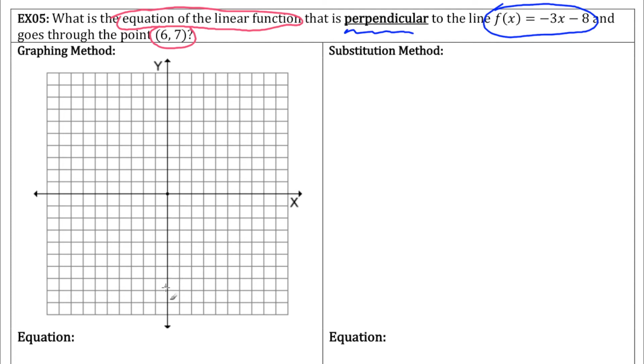So minus 8. And we go negative 3 over 1. So down 3, right 1. Well, up 3, left 1. Up 3, left 1. And it keeps going. I think I'll be fine. So it goes through 6, 7. So 6, 1, 2, 3, 4, 5, 6, 7. Okay, so 6, 7.